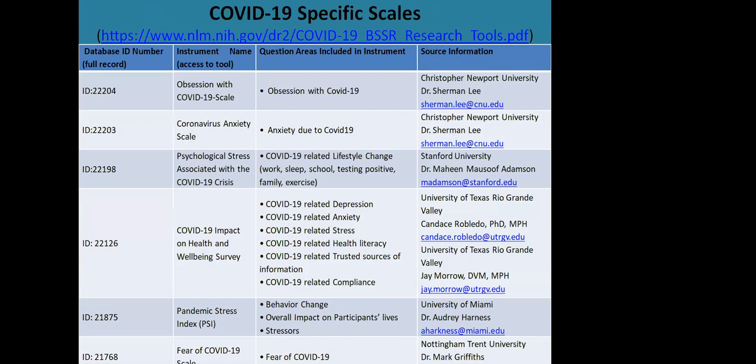There are around 45 COVID-19 specific scales available on this database. The link is provided on the screen. Only 3 to 4 I have listed here. There are around 45 scales available. Some of those scales are already validated and some are under process of validation. For example, the obsession with COVID-19 scale, coronavirus anxiety scale, pandemic stress index, fear of COVID scale. See, these are some of the scales.